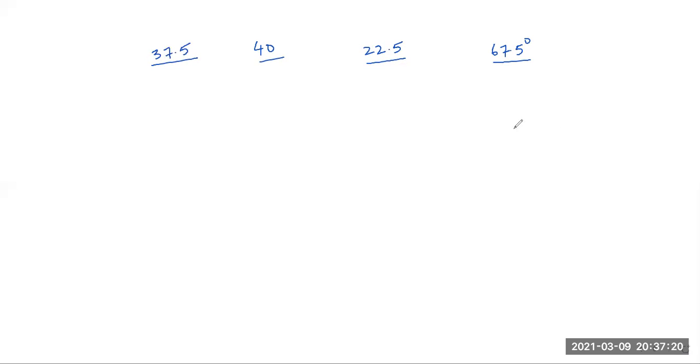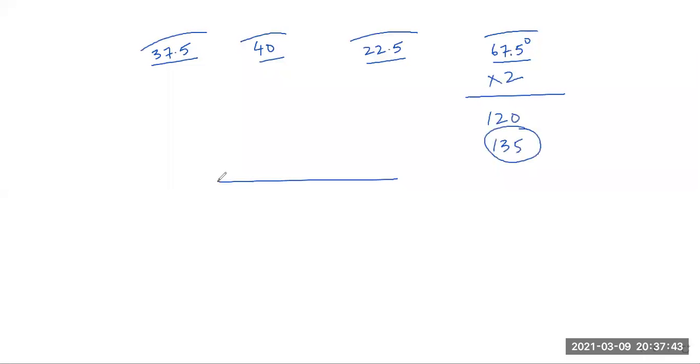Okay. Yes, Mansimrat, do you know which angle we cannot draw with compass? Sir, 67.5 degree. Okay, your answer is wrong because 67.5 multiplied by 2 is 120 plus 15, 135. 135 is possible. See, this is 90, and this is 60, and this is 120.